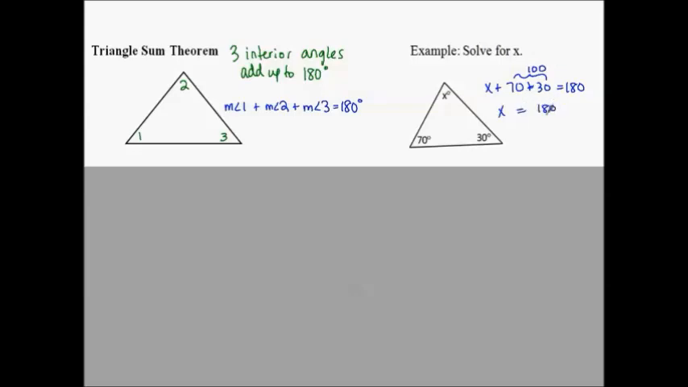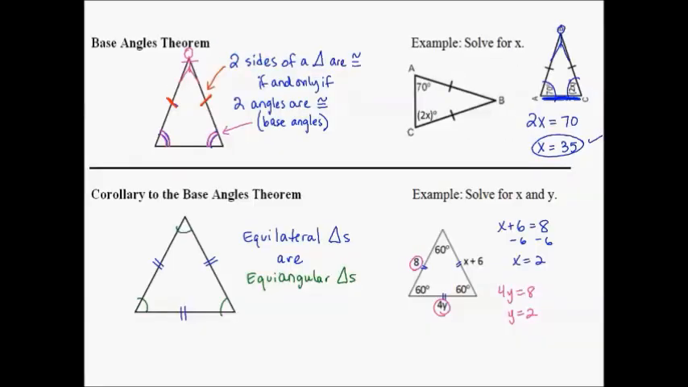So 180 minus 100 leaves me with 80. That missing angle, 80 degrees. So now that we've talked about the triangle sum theorem, let's go back to this corollary of the base angles theorem. If all three angles are going to be congruent when all three sides are congruent, how many degrees do these angles have to be?